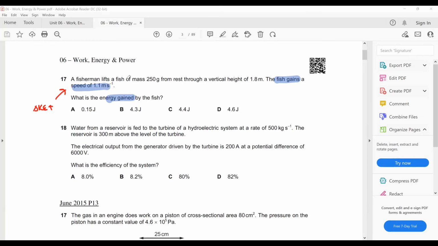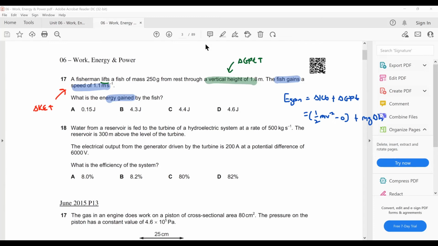And then you see that the fisherman is lifting the fish through a vertical height of 1.8 meter. This one you identify as change in GP. Specifically, it's an increase because it is being lifted, so it's moving up. So your energy gain is going to be change in KE plus change in GPE, which will in turn be half mv squared minus 0 plus mg delta h.